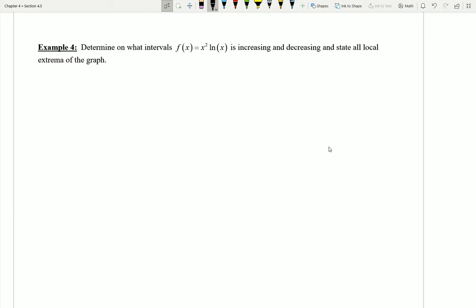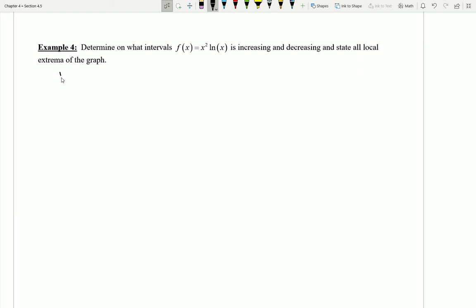But of course, this is why the worksheets, as you probably have noticed, contain questions that tend to be a little bit more involved than some of the stuff that we do in the notes. Because once I understand the calculus concepts, I'm ready to increase the difficulty of what I'm working with. So let's try to do that here together. On what intervals would this function be increasing, decreasing, and can I state all the local extrema for the graph?